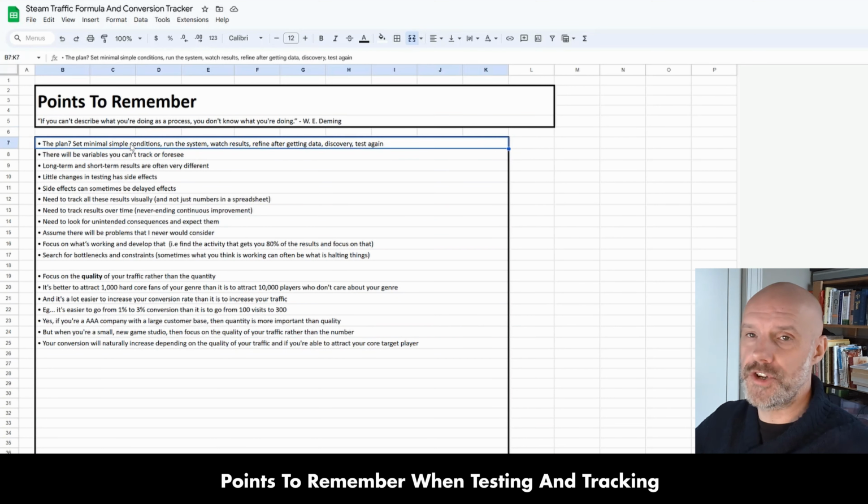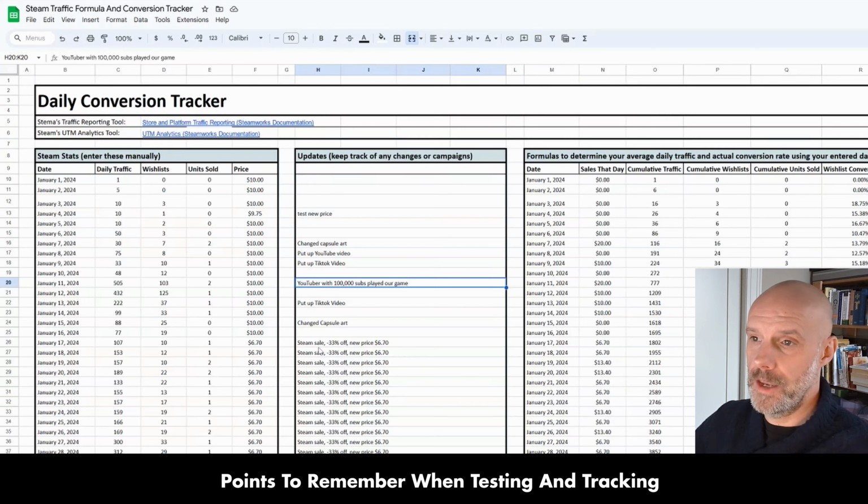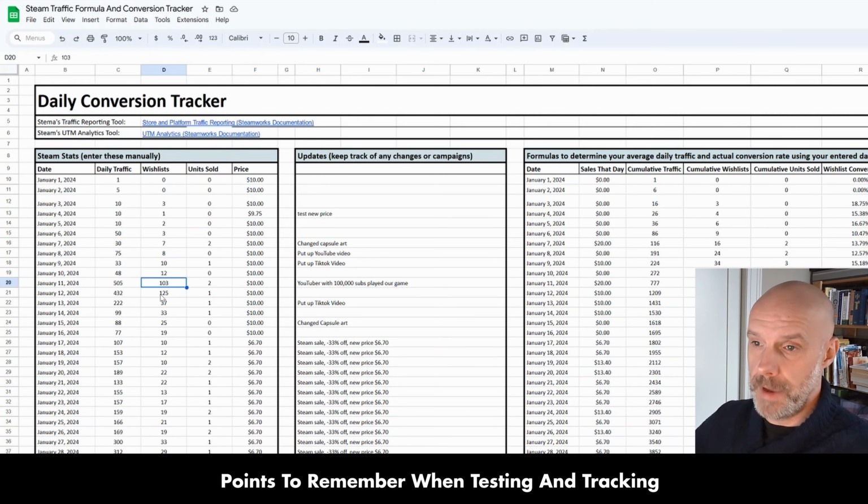So yeah, these are just simple, quick reminders that when you are testing, there will be variables that you can't foresee, that long-term and short-term results will often be very different. And you've got to keep in mind that results might be delayed. So for example, say a YouTuber with 100,000 subs watched your video. It might be a couple days before you see a spike in your wishlist, right?